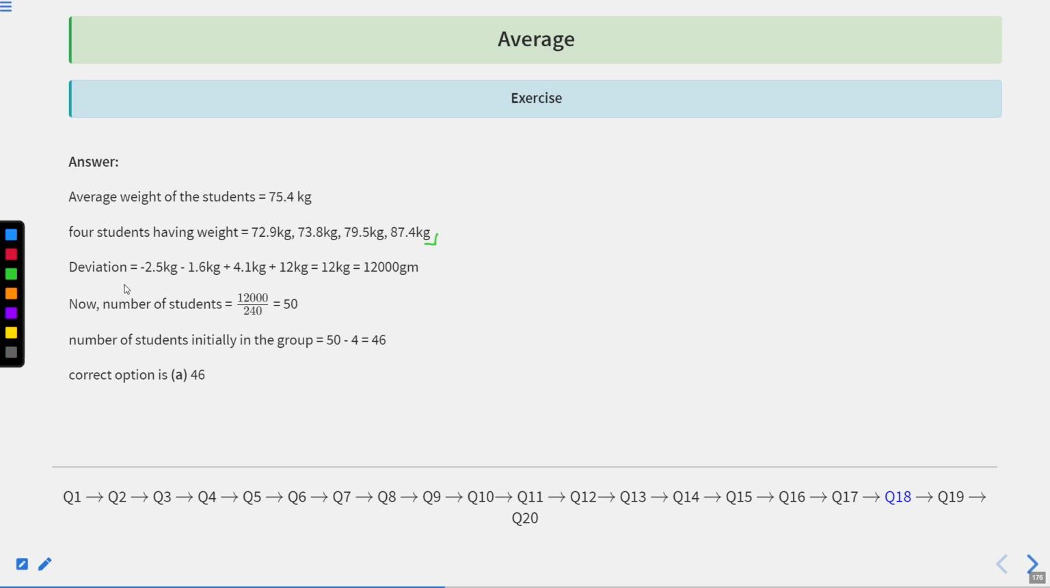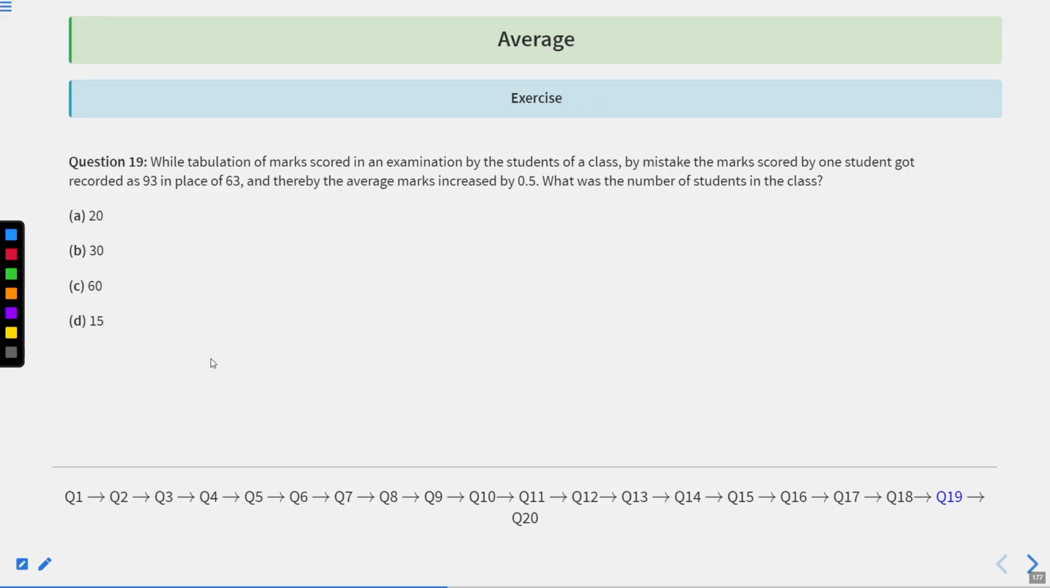So the deviations are minus 2.5, minus 1.6, plus 4.1, plus 12, and the sum is going to be 12 kg, which is equal to 12,000 grams. So now the number of students is 12,000 grams upon 240, so it is 50 students. So the number of students initially in the group is 50 minus 4 equal to 46. The correct answer should be option number A, that is 46 students.